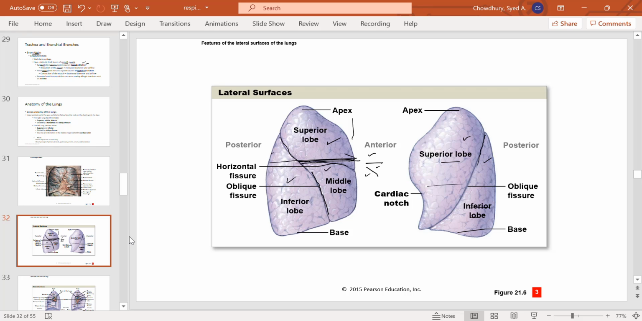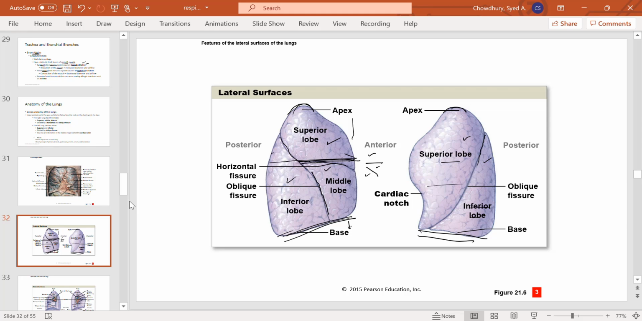Makes sense? And the bottom of the lung is called the base, and it rests on the diaphragm. So diaphragm is attached to the base. Okay, and when the diaphragm moves down, it pulls the bottom of the lung downwards, and the pointed upper end is called the apex. So apex is kind of pointed, rounded upper end. So those are the differences between the right and left lung.